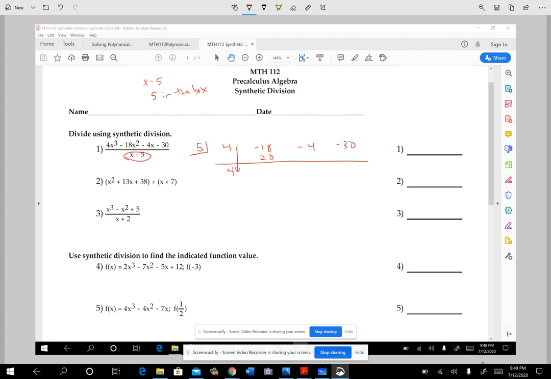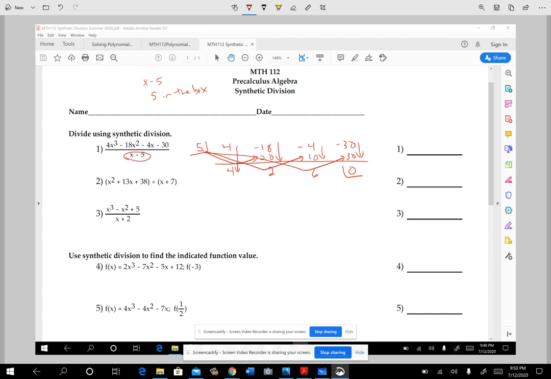You bring down the first number and then you multiply and write it there. Then every time you're going straight down, you're adding. So negative 18 and positive 20 is 2. Then you multiply 5 times 2, that gives you 10. Then negative 4 plus 10 is positive 6. Then you do 5 times 6, that's 30. And then you do negative 30 plus 30, and you get a remainder of 0.